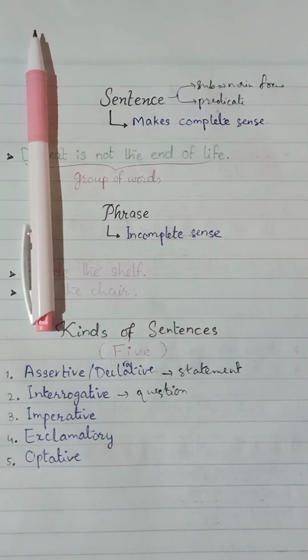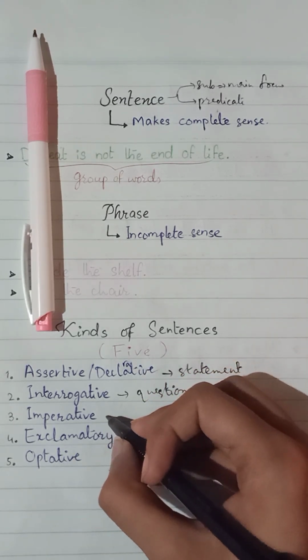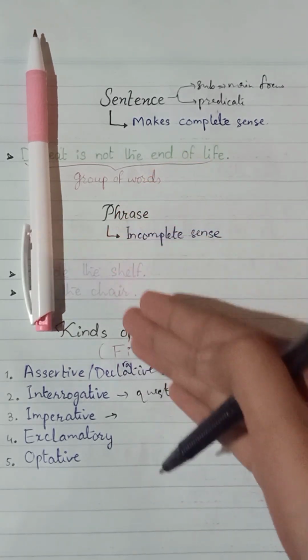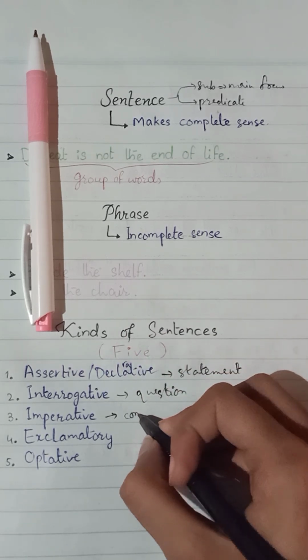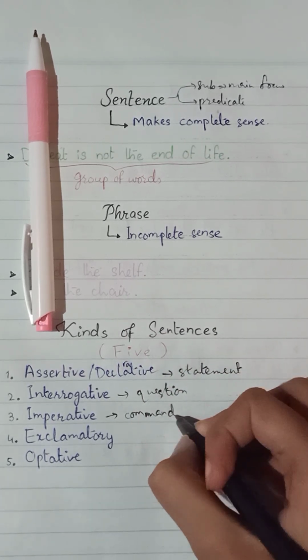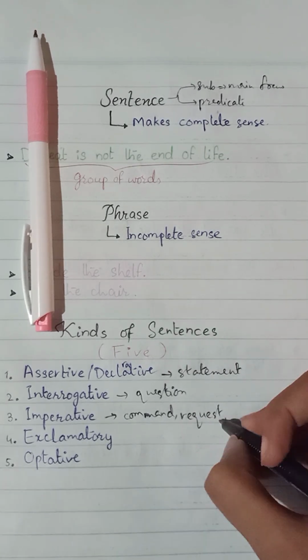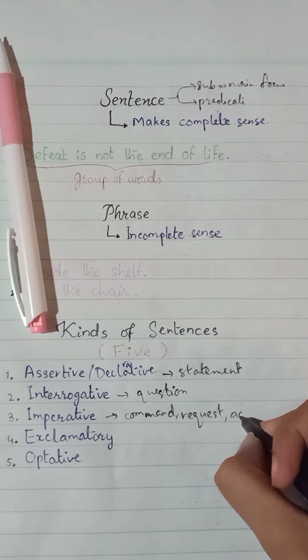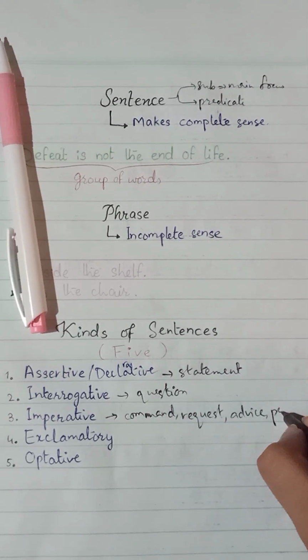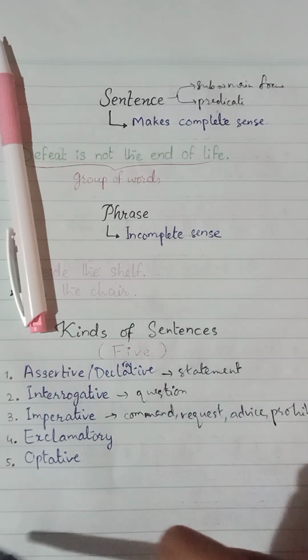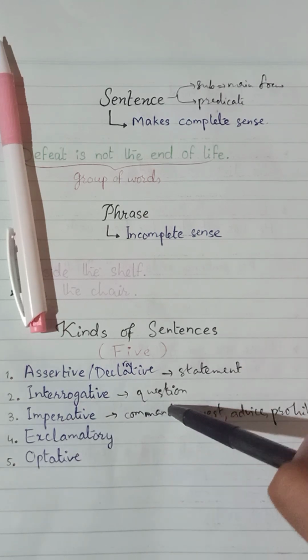And in an imperative sentence, there are four things basically. Either it's a command, right? Or a request, or advice, prohibition, and sometimes suggestion too. For example, let's go for a walk. That's a suggestion, right? So suggestion may also be included in imperative sentence.